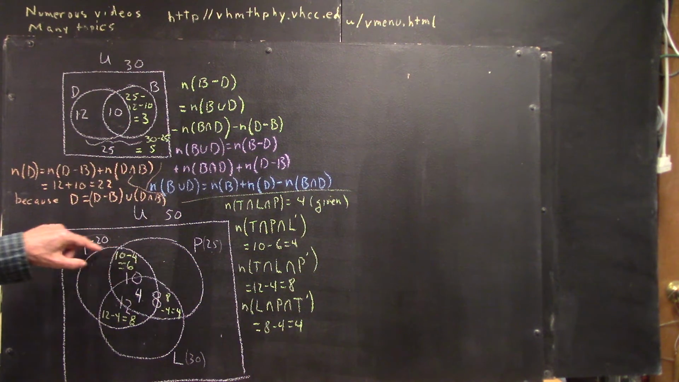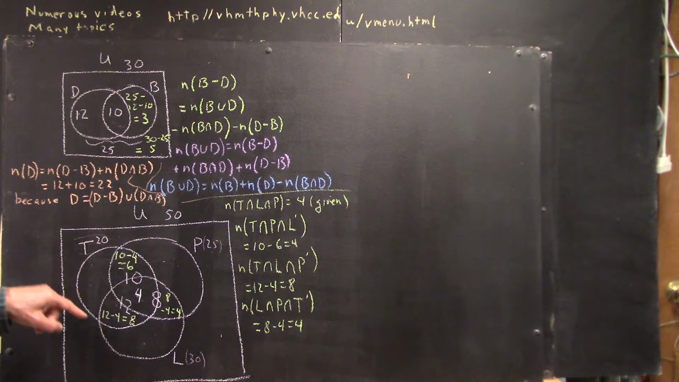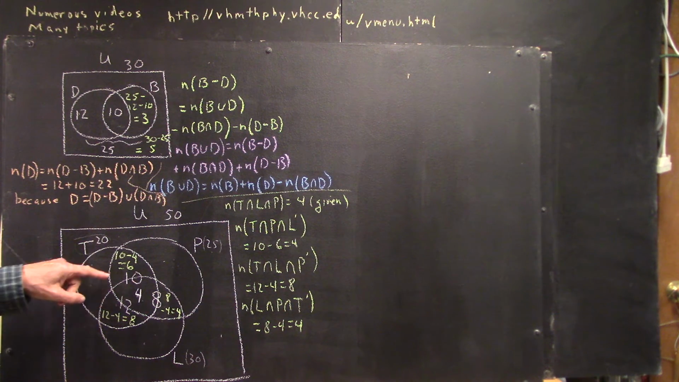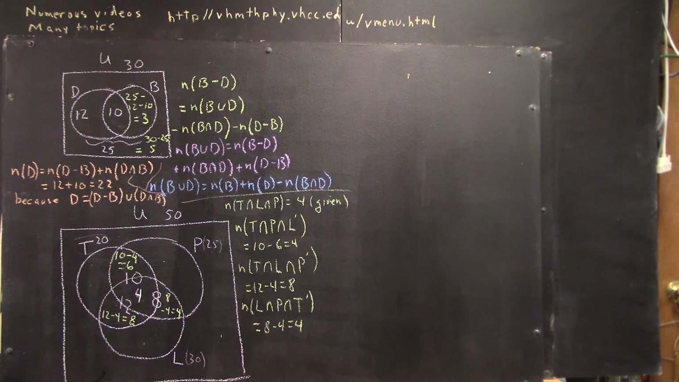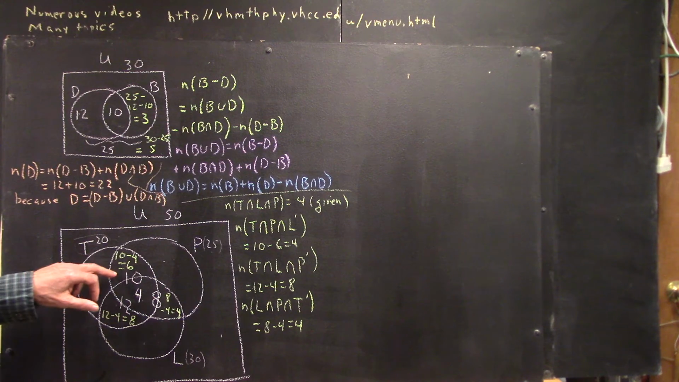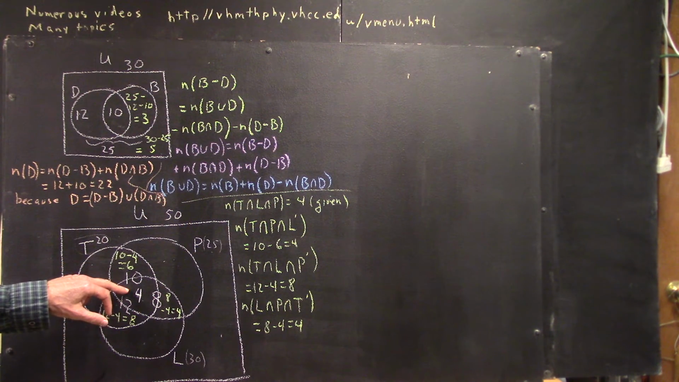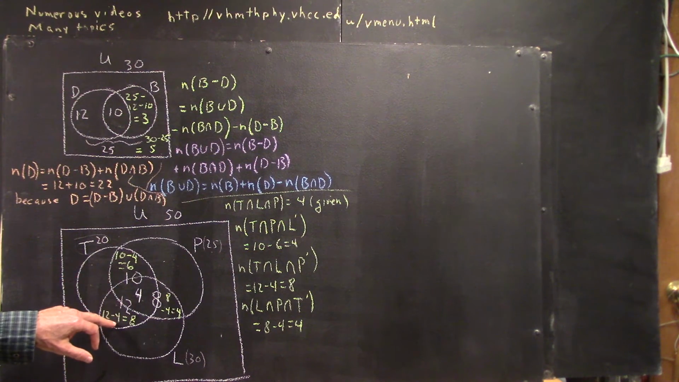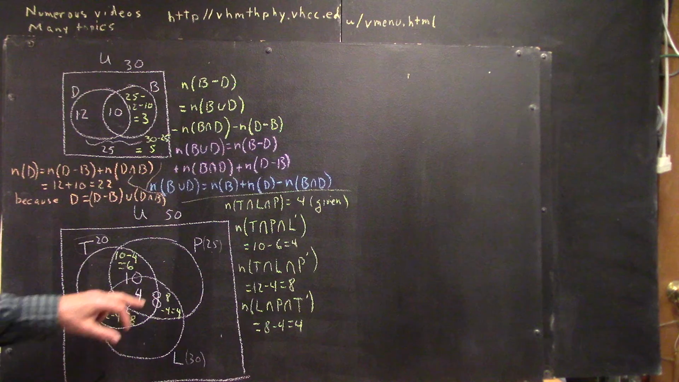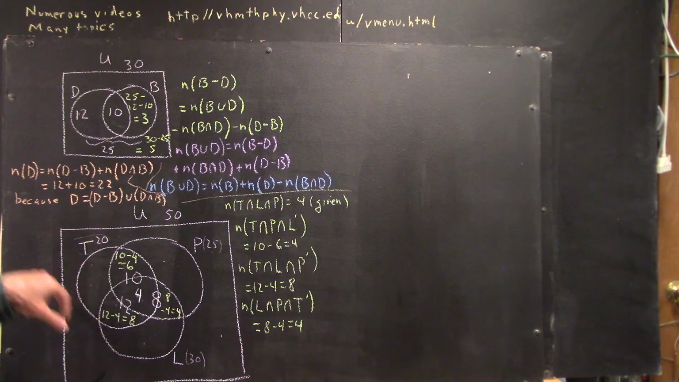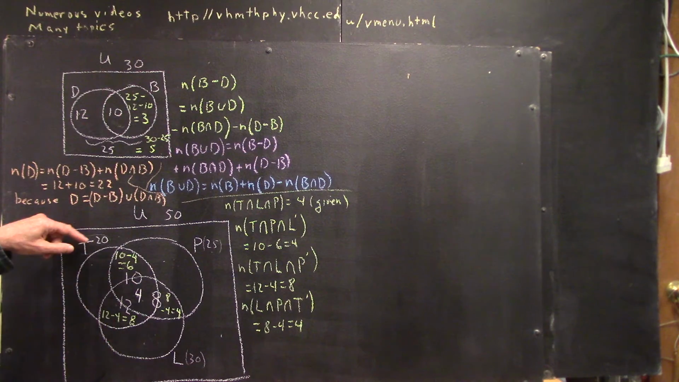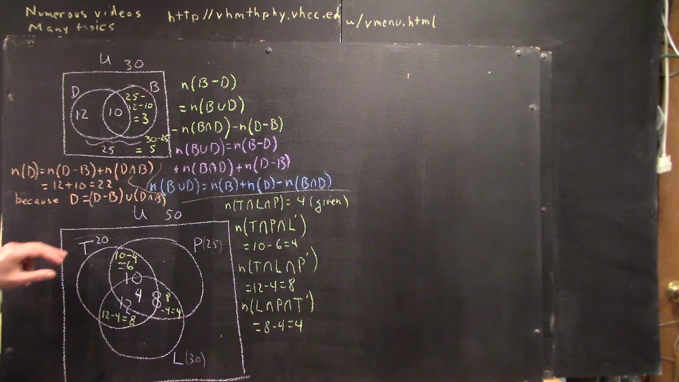Well, the 20 truck drivers include the 6 truck drivers who are in prison but not in love, the 4 truck drivers who are in prison and in love, and the 8 truck drivers in love but not in prison. In other words, the 6, the 4, and the 8 are all among the 20 truck drivers.